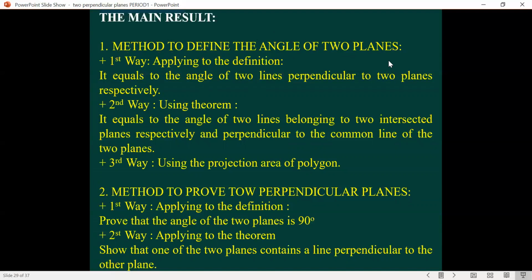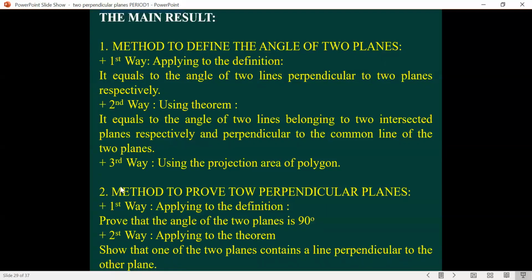We have three ways. First way, we apply the definition: the angle between planes equals the angle between two lines perpendicular to the planes respectively. Second way, we use the theorem: the angle between planes equals the angle between two lines, each belonging to one plane and perpendicular to the common line of the two planes. And third way, we use the area of the polygon and its projection.